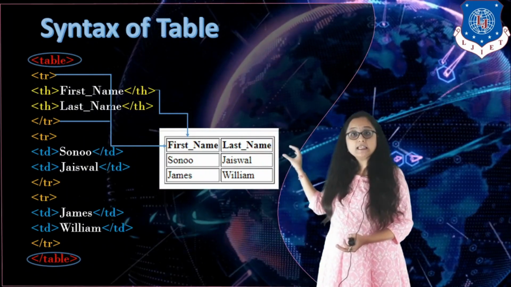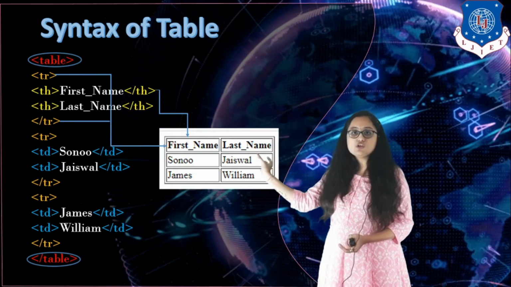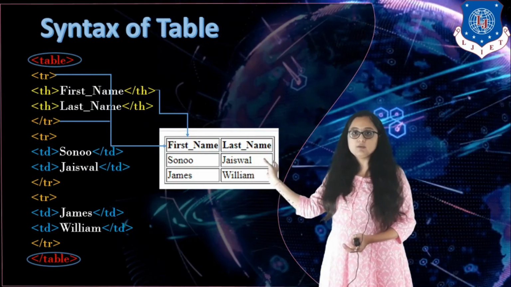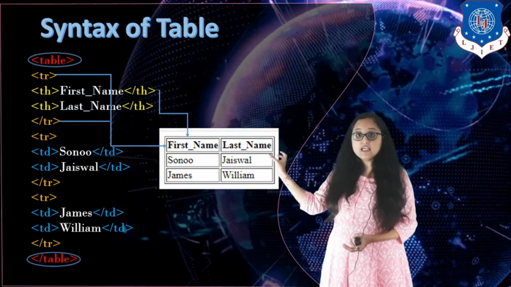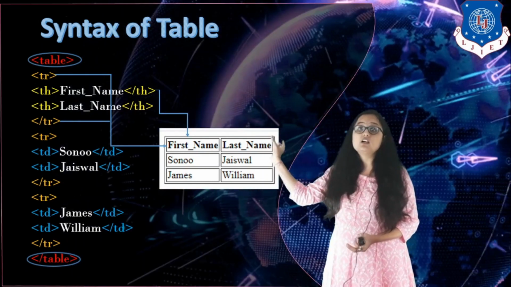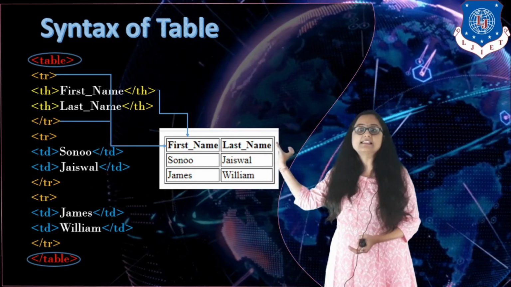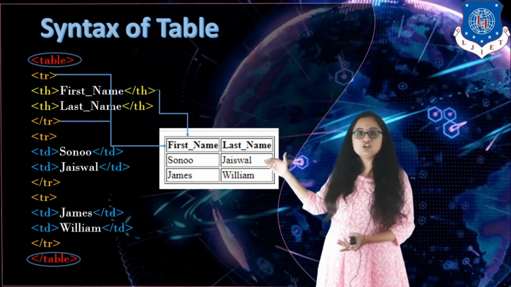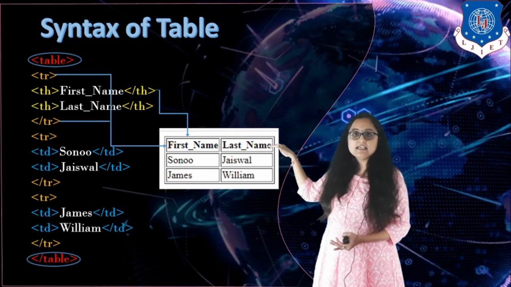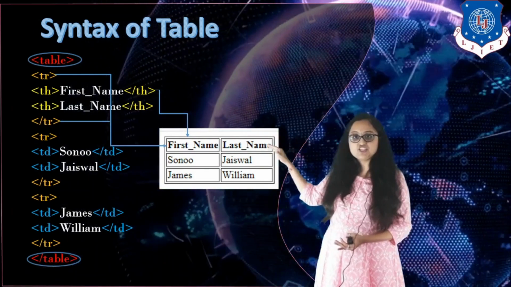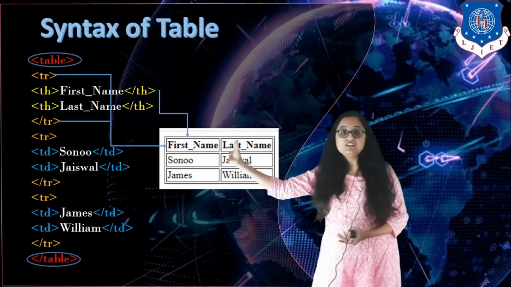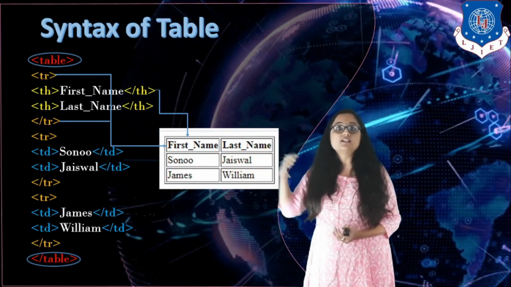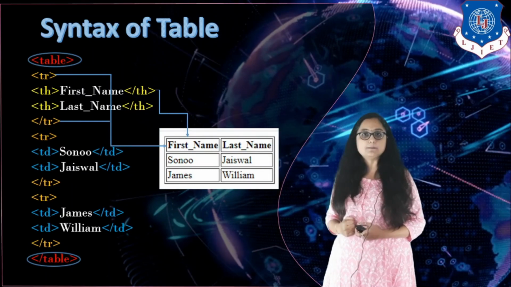But if you write TD inside TR, by default the text will be left aligned and it will be normal text. Whereas if you write TH instead of TD, then you can see that the text is bold and center aligned, right? So whenever you have such headings inside a table, you can use TH instead of TD, right? So I have written TH start, TH end, and the first cell's value I have written inside the first TH, that is first name.